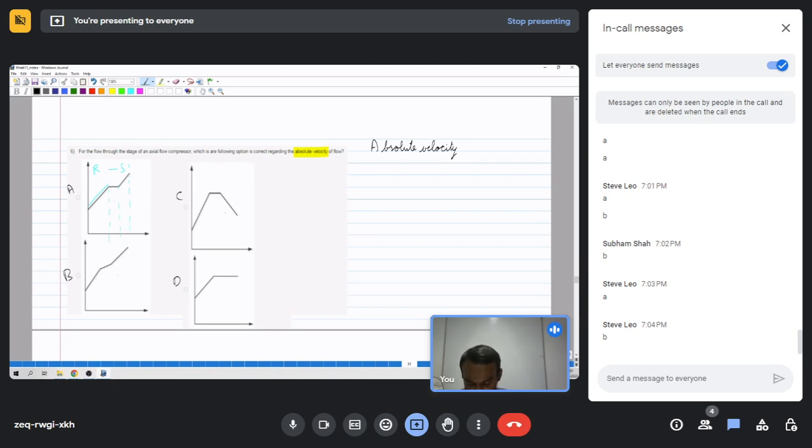In case of B, it is increasing steeply initially, then increases at a lesser rate in the second stage, and in the third stage it again increases. In case of C, it increases, remains constant, and comes down, the value goes down. In case of D, it increases initially and then remains constant throughout. So which of the following will represent an absolute velocity?